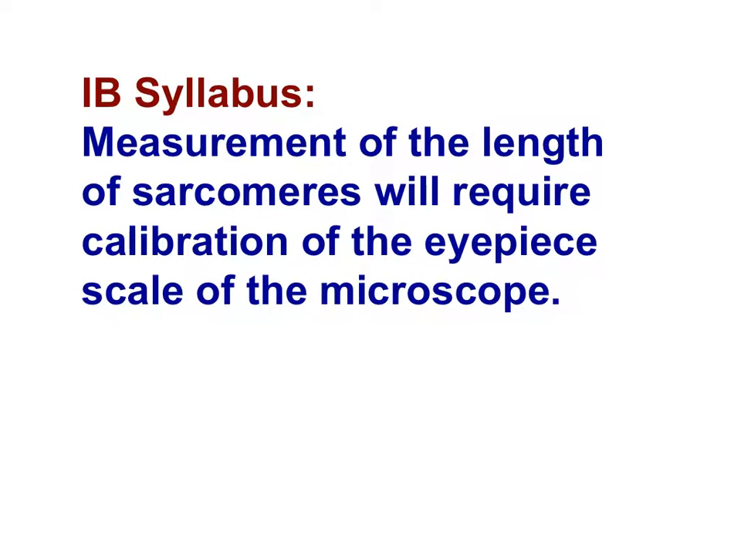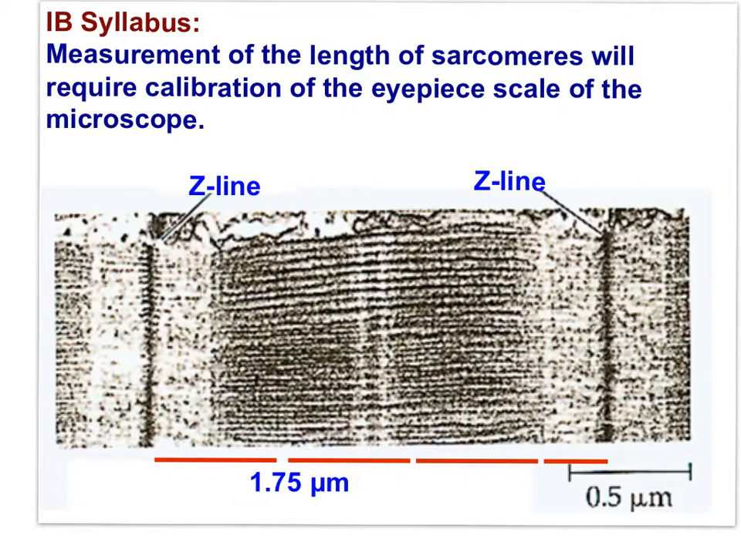And here's the relevant IB syllabus statement. Measurement of the length of sarcomeres will require calibration of the eyepiece scale of the microscope. In this micrograph of a sarcomere, we have a scale line provided.